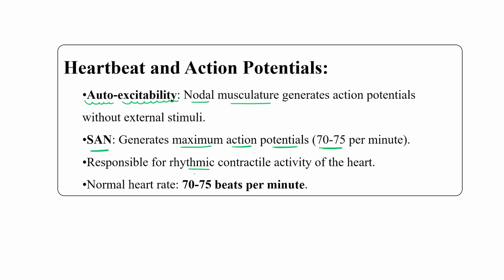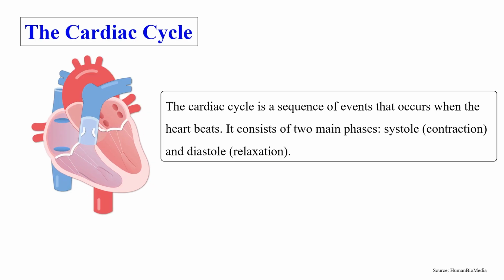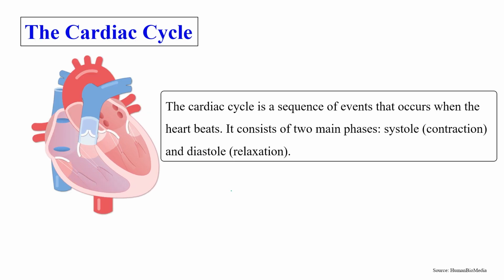Lub, dub, lub, dub, lub, dub. That kind of contracting activity. So the SA node is responsible for the rhythmic contraction activity of our heart. And what is the normal heart rate? This is 70 to 75 beats per minute, not per second, per minute. Okay, so just look very carefully at this animated picture to see how our heart rhythm goes on.